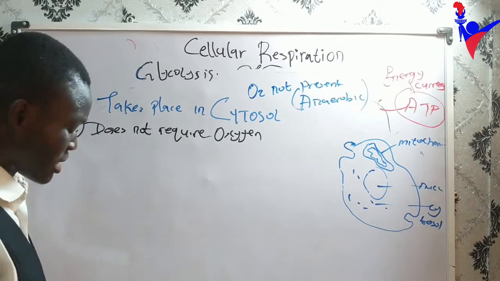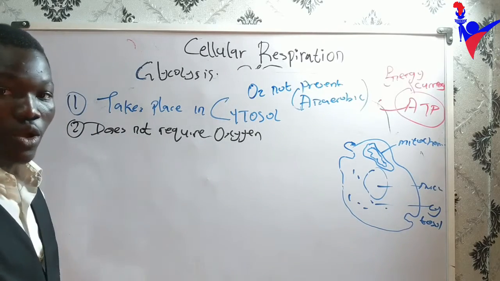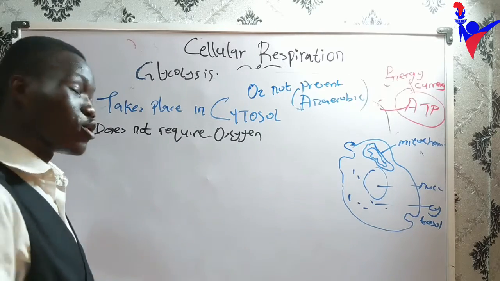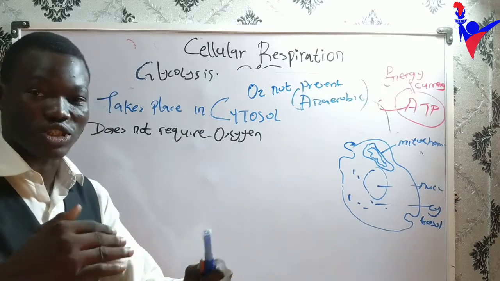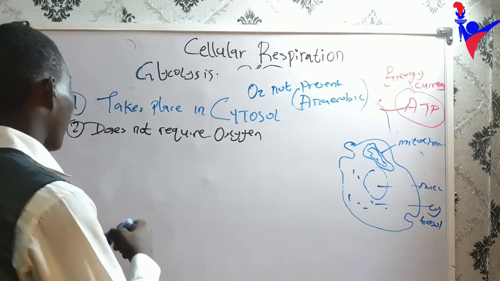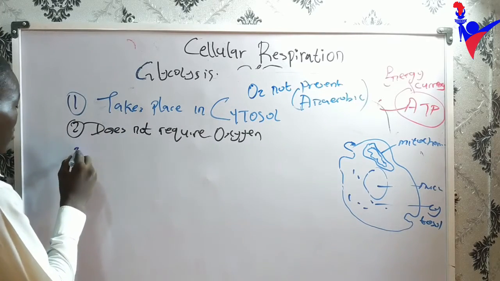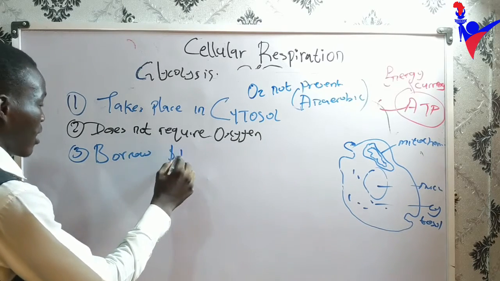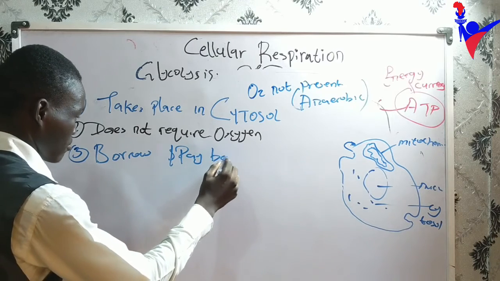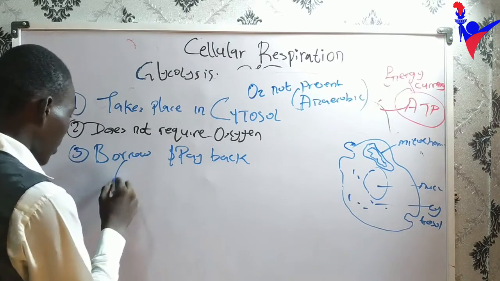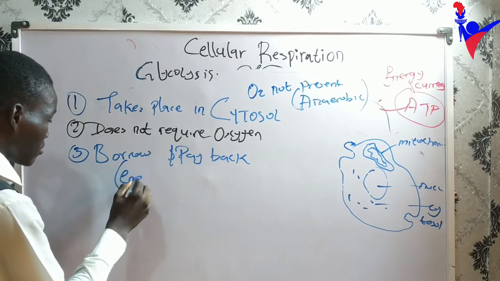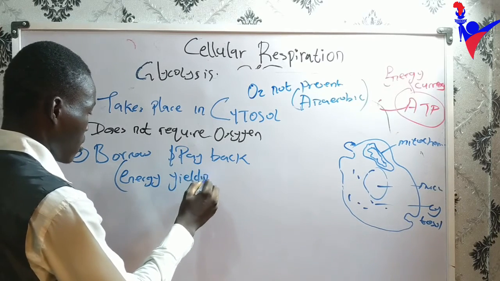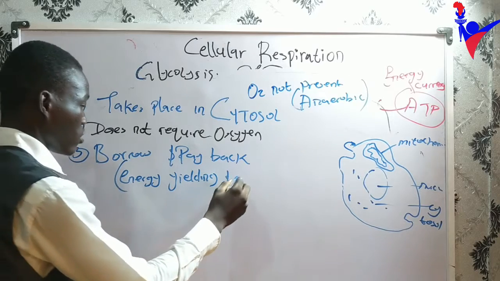And the last one is that it's also a two-way reaction: an energy yielding and energy consuming stage. If you don't want to cram that, you can just take it in my own words: borrow and pay back. I will explain what I mean. If you don't want to use that, you can use energy yielding and energy consuming stage.